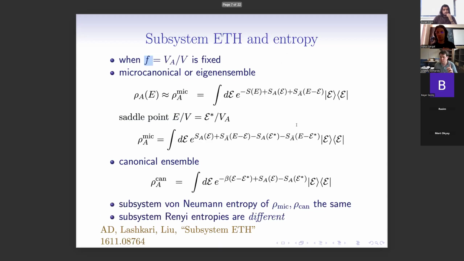Before that, there's a question that I can read for you, or can you see it? Okay. Can I see the question? I can also read it. Okay. For any subsystem A that is less than half of the system, the complement A bar acts like a heat bath. Are you saying anything more than this? I'm not saying anything more than this.